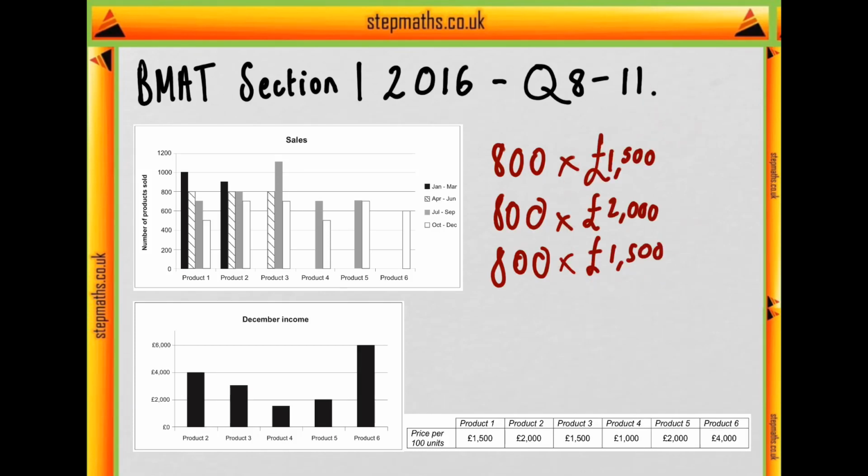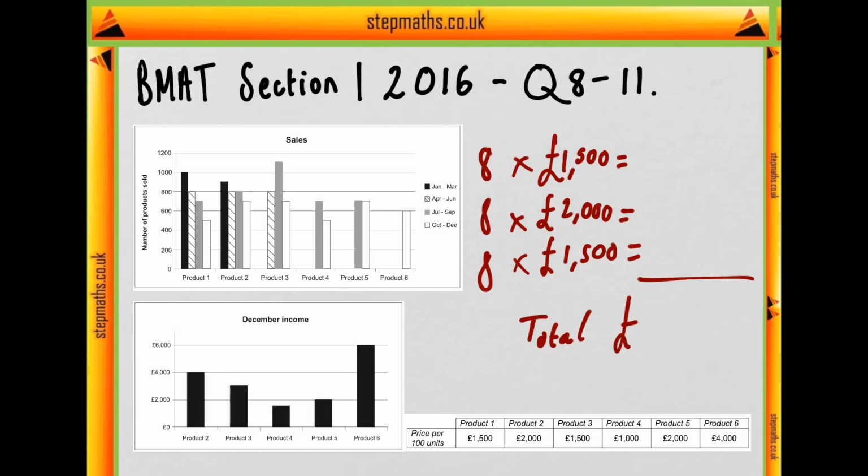So now that we've written out the product prices for 1, 2 and 3, we can see that this doesn't look quite right, but then we should remember that the price is per 100 units, so 800 should be represented as 8. So there we go, that simplifies things. So we can work out what these values are.